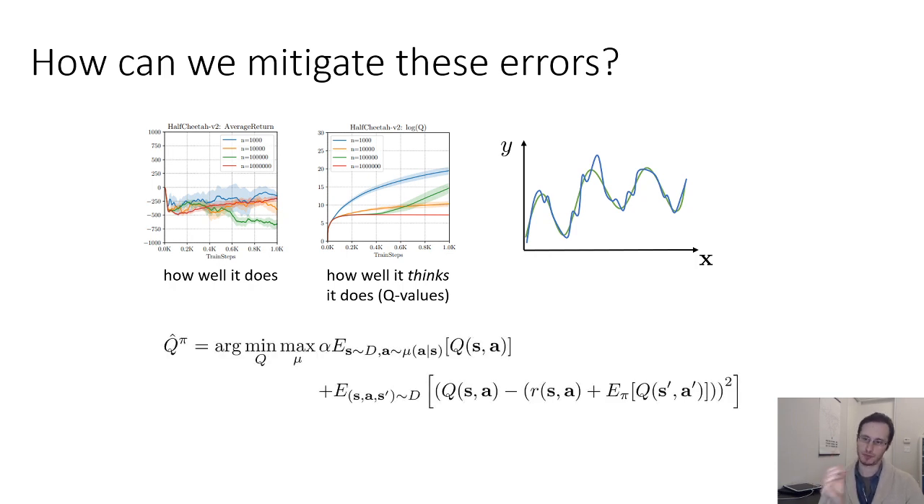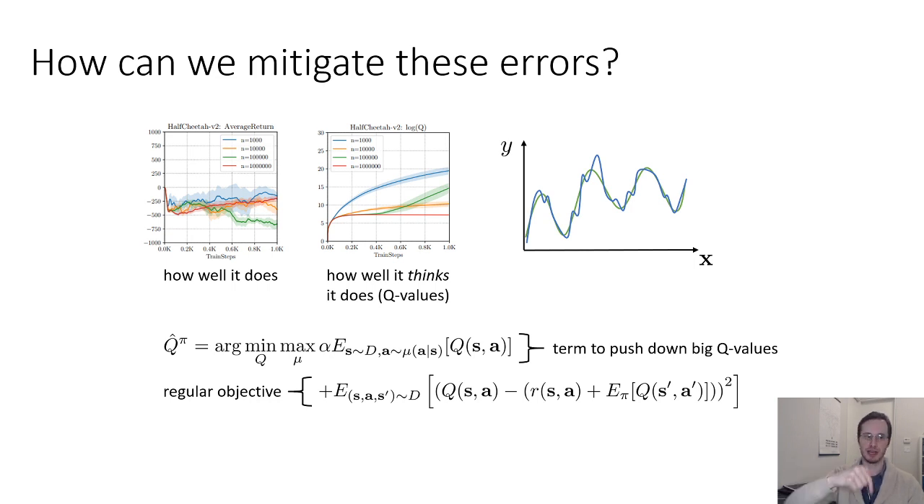The way we'll do this is by taking the standard Bellman error minimization objective and combining it with a regularizer that specifically pushes down large Q values. So here the distribution over actions mu is selected to specifically maximize Q, and then Q is minimized under that distribution. So mu finds these spurious peaks, and then the regularizer pushes them down.